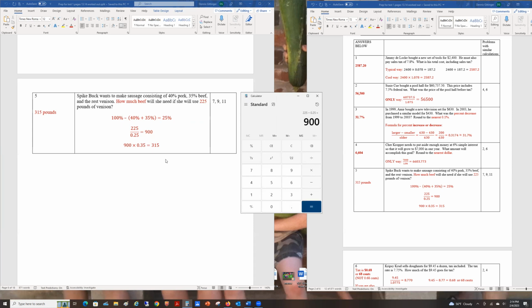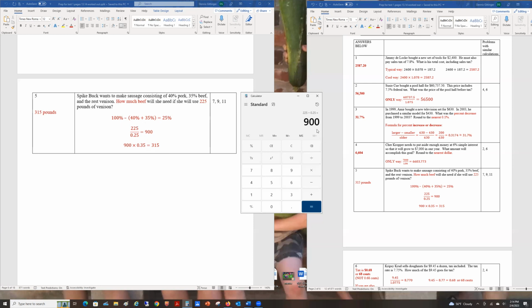Some of you notice that 25% is 1/4. So could you multiply 225 by 4? Yes, you can. However, that's because 25% is a nice, easy one. What if it were 36%? Then what are you going to do? Then you'd have to divide by 0.36. So there's the 315. And by the way, 40% of that is the beef.